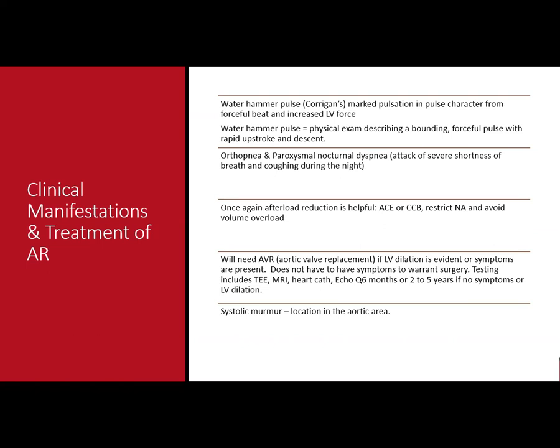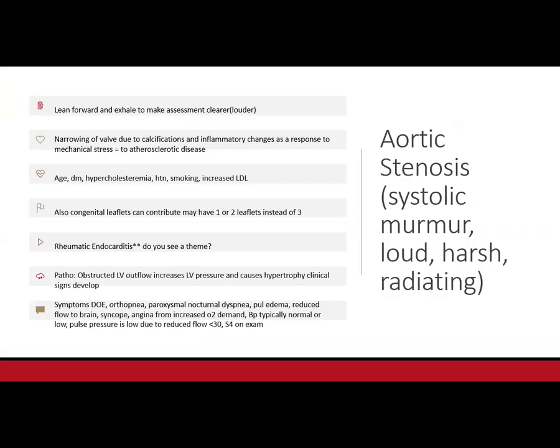So testing includes your TEE, MRI, heart cath, echo every 6 months or 2 to 5 years if no symptoms or left ventricular dilation. So you got that systolic murmur, which is located in that aortic area. With this one, you're going to have a murmur that's loud, harsh, and radiating. So with it, you can lean forward and exhale to make the assessment clearer and louder.